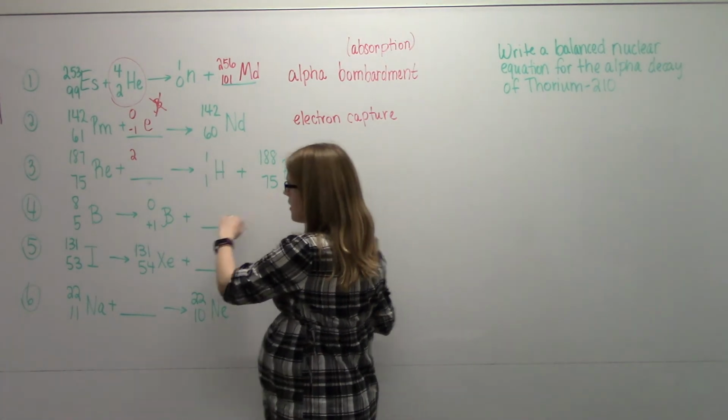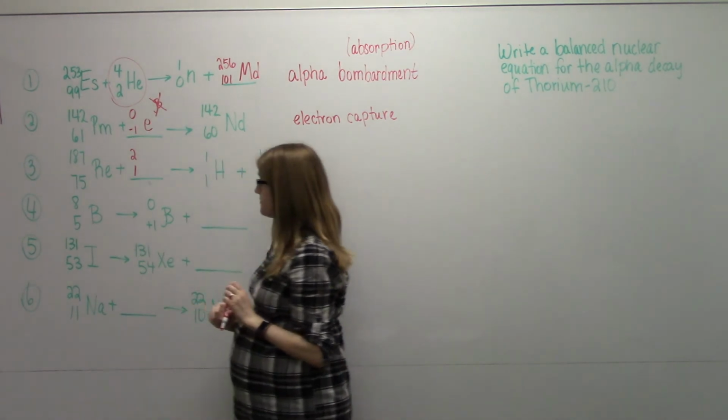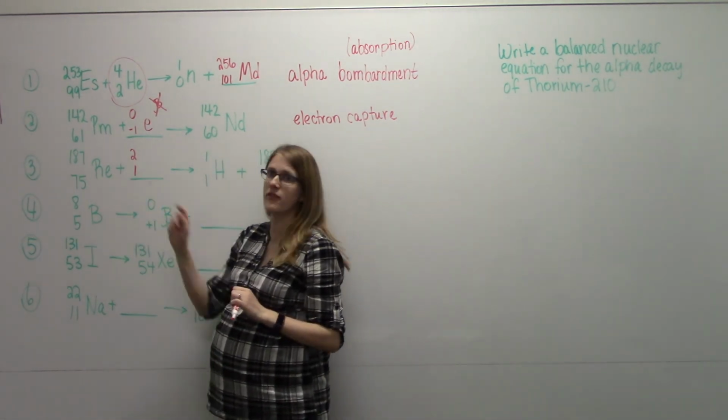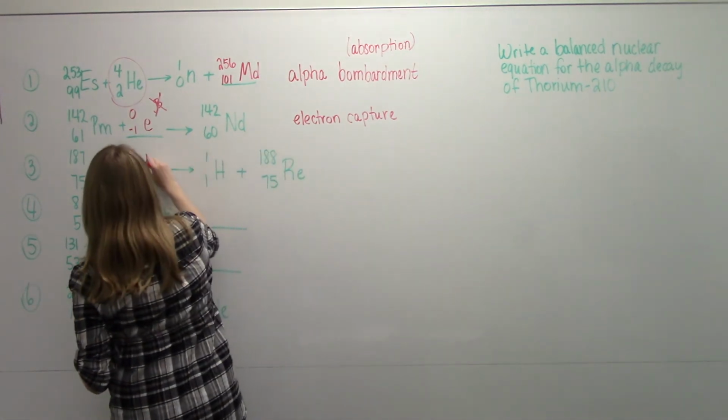76 over here, 75 over here. That means we need a 1 on the bottom. We use the bottom to figure out what element that is, and that is definitely hydrogen.